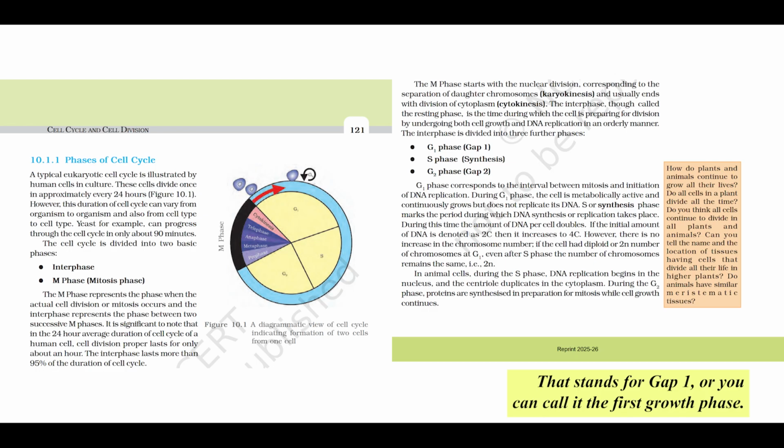That stands for gap 1, or you can call it the first growth phase. Timing-wise, this phase is the interval between the end of the previous mitosis and the beginning of DNA replication, so right after the cell is formed. Activity-wise, during G1, the cell is metabolically very active. It's doing its normal job, growing continuously in size.